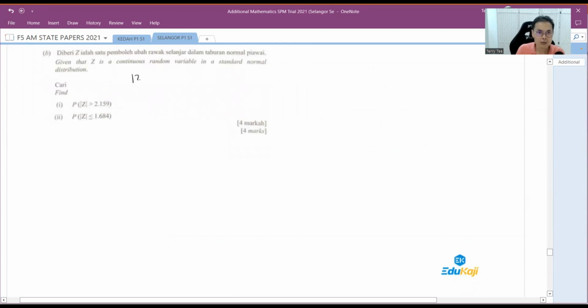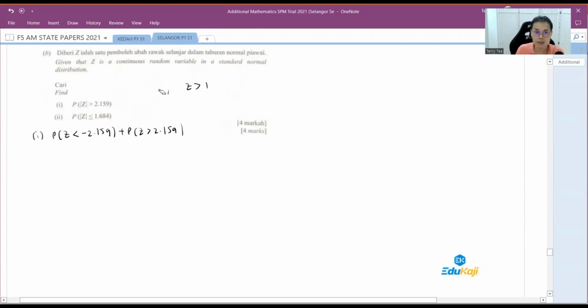Now, we know by now, when you modulus something, let's say I give you a simple number, modulus z, let's say more than 1. When you open up modulus, there is a negative and a positive. The negative one, we change the symbol. The positive one, we maintain the symbol, right? So in this case, your Roman 1, you need to break it up to z less than negative 2.159 and z more than 2.159.